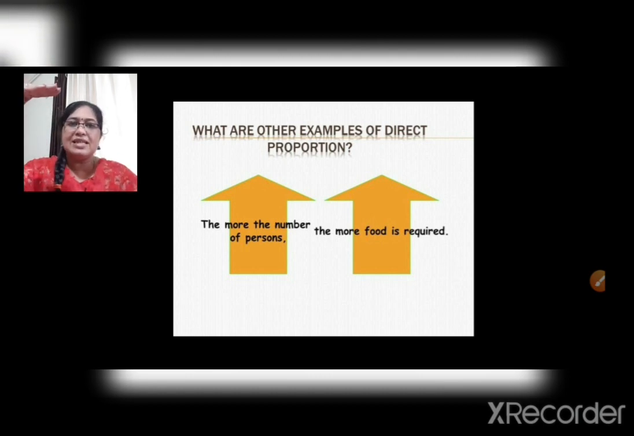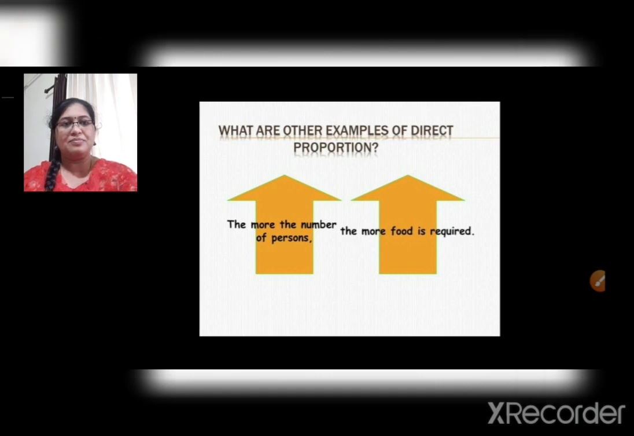And when one is increasing, the other is decreasing, or when one is decreasing, the other is increasing, it means it is inverse proportion. Now let us see a few examples.